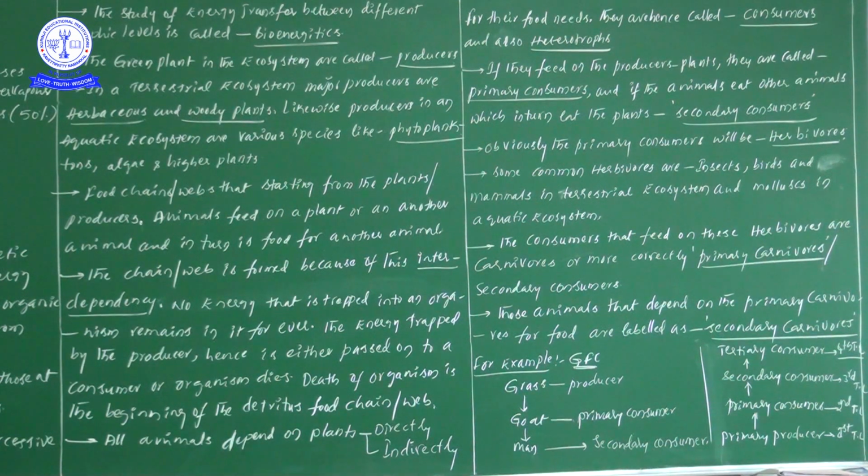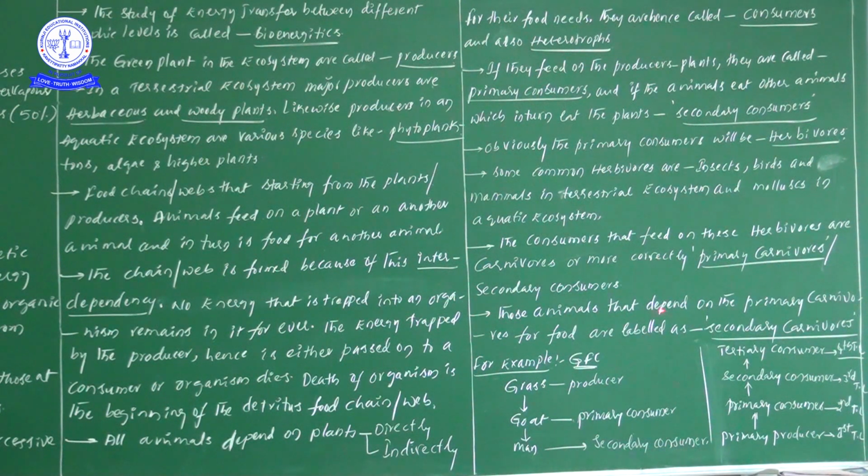I hope you understood. The organisms that eat the herbivores we will consider as primary carnivores or secondary consumers. Secondary consumers we also call by one more name, primary carnivores. These are all important points, so try to remember them clearly. Next, those animals that depend on the primary carnivores, which we saw are also called secondary consumers.